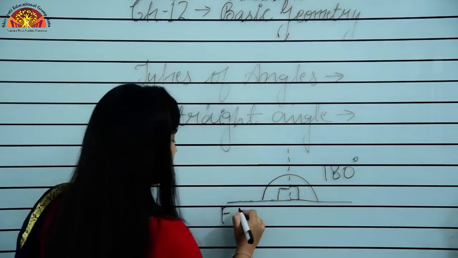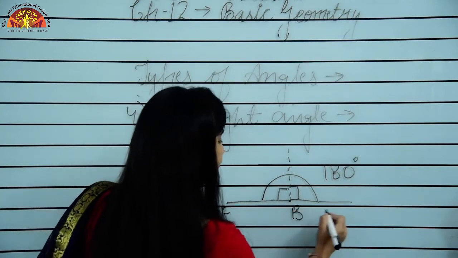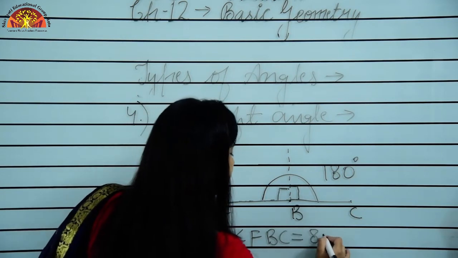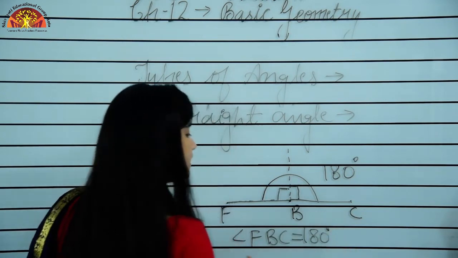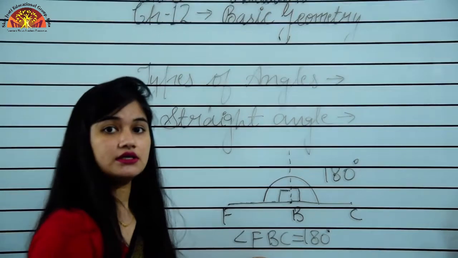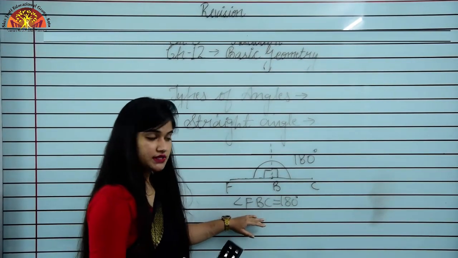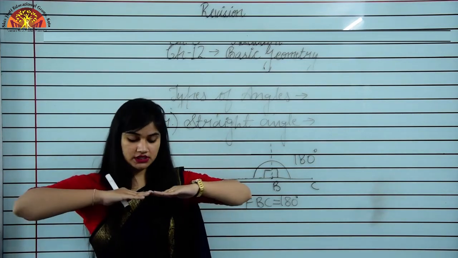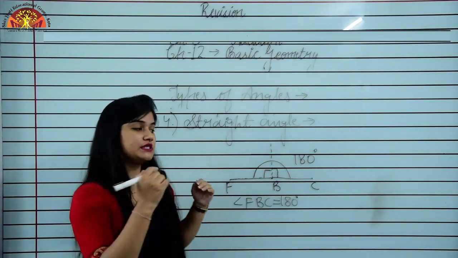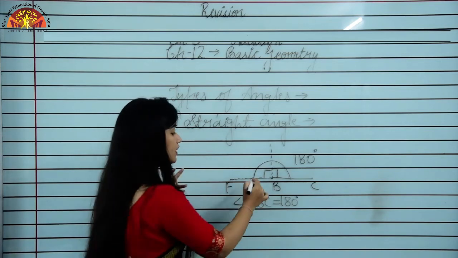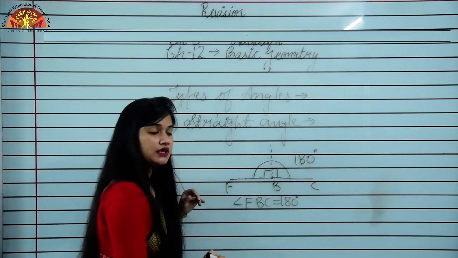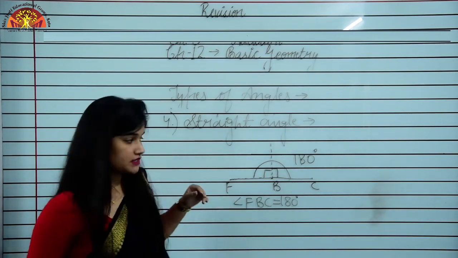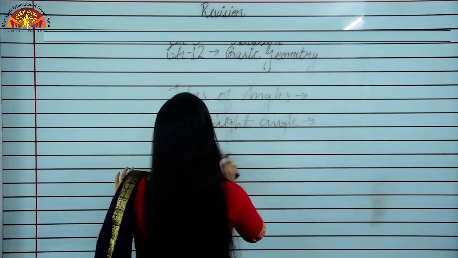It means we can say angle FBC is equals to 180 degree and this angle is a straight angle. Understood students? This is a straight angle. Or we can say two horizontal lines are meeting at a common end point, they are forming an angle which is of 180 degree and this angle is called straight angle. Understood students? Now we take some questions of this chapter.